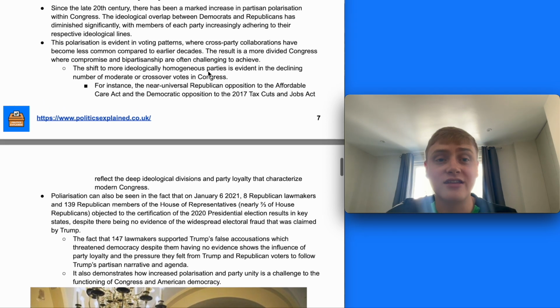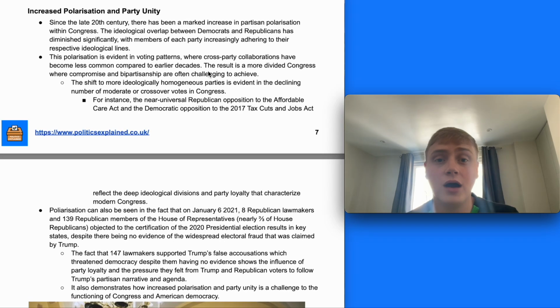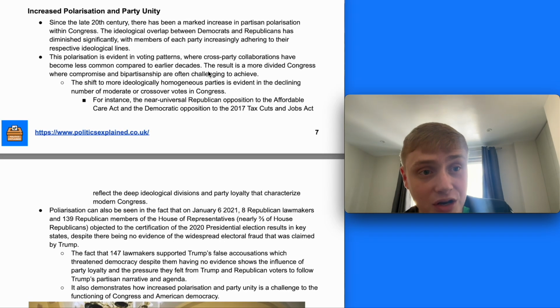This polarization is evident in voting patterns. So cross-party collaborations used to be pretty common, but they've become less common compared to earlier decades. And this is a result of a more divided Congress where compromise and bipartisanship are challenging to achieve. And this is evident in the declining number of moderate or crossover votes in Congress.